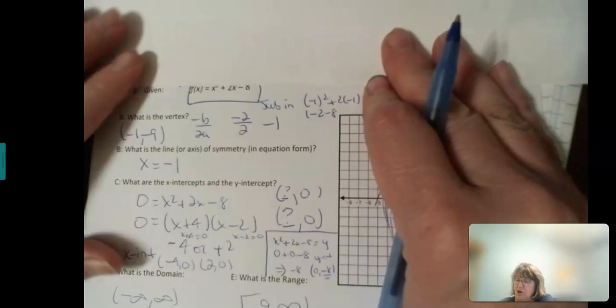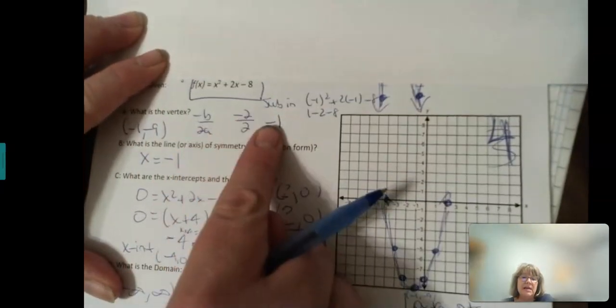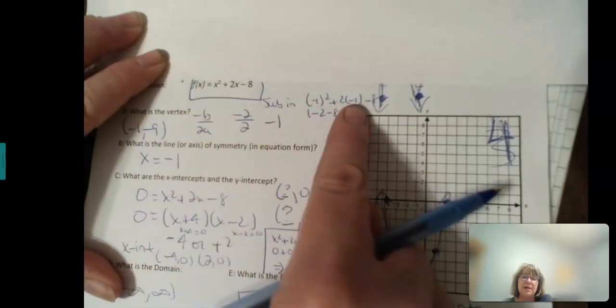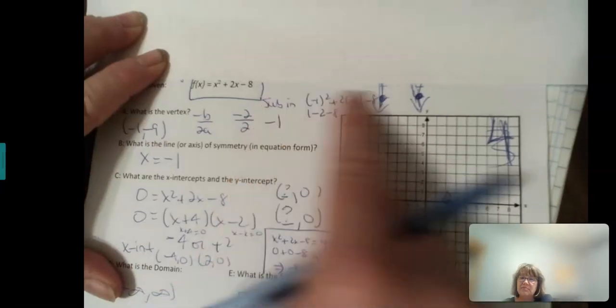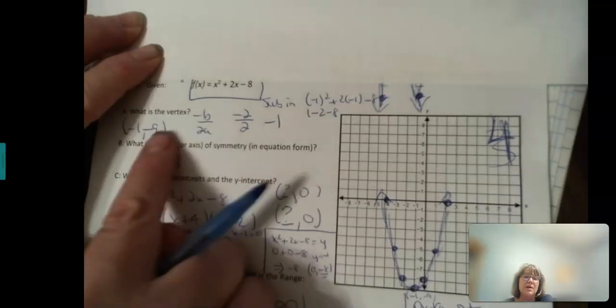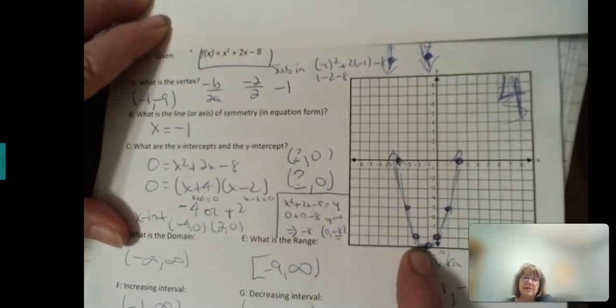All right, so what's a vertex? Opposite of b over 2a, which is -1. Remember, you sub -1 in here, so -1 squared plus 2 times -1 minus 8. Type it in a calculator. Okay, I did it by hand here, but you don't have to. You get -9. So I know (-1, -9) is my vertex.